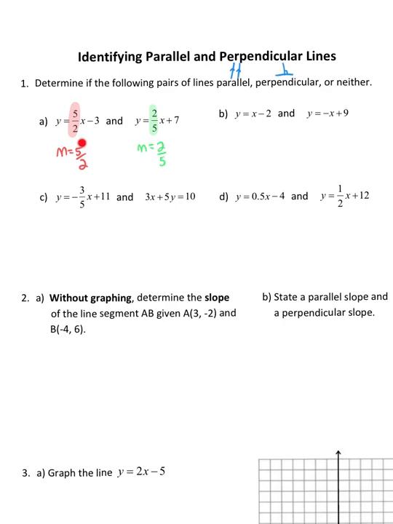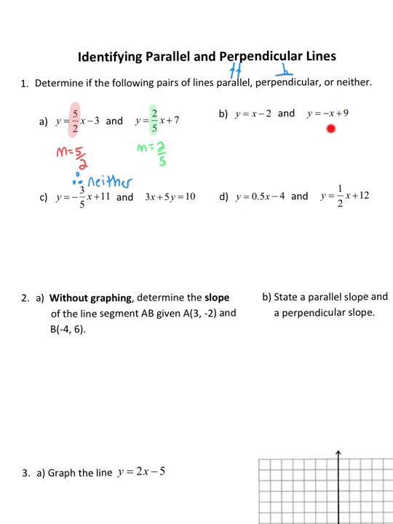So now we are going to compare the two slopes. They are not the same, so that means these two lines are not parallel. They are reciprocals, because the reciprocal of 5 over 2 is 2 over 5. However, they are not negative reciprocals. So this second slope would need to be negative as the first slope is positive. So even though they're reciprocals, they're not opposite signs, therefore they are not perpendicular. So we would therefore say this pair of lines is neither parallel nor perpendicular.